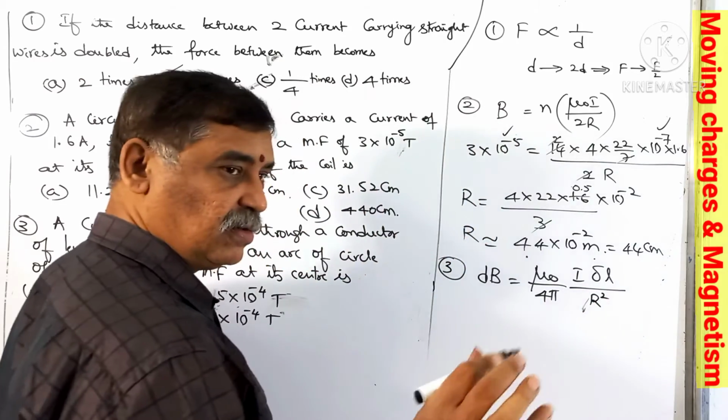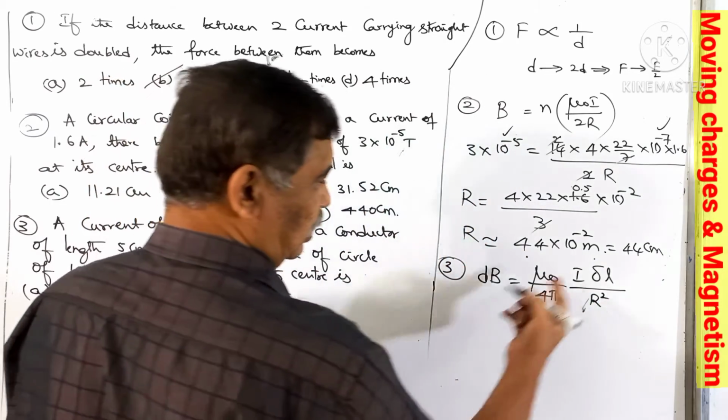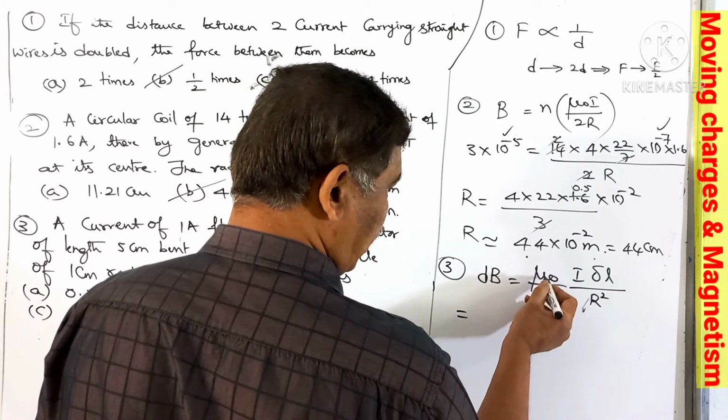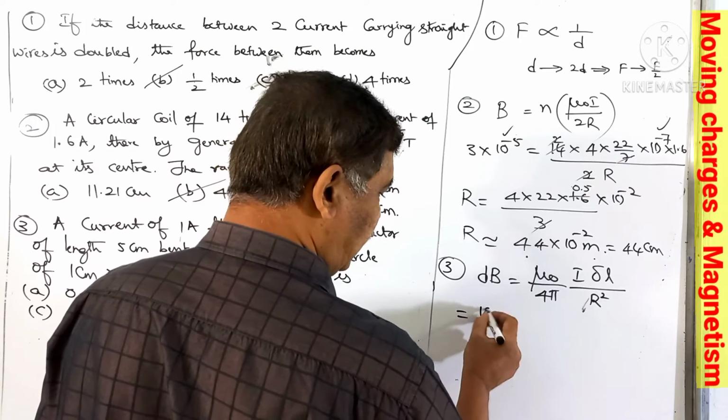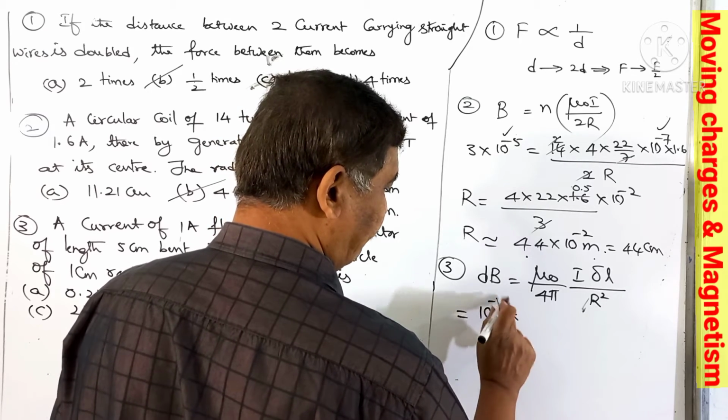Theta is equal to 90, so therefore you drop it. So I delta L, mu naught is nothing but 4 pi into 10 power minus 7. 4 pi cancels, you get 10 power minus 7 here.